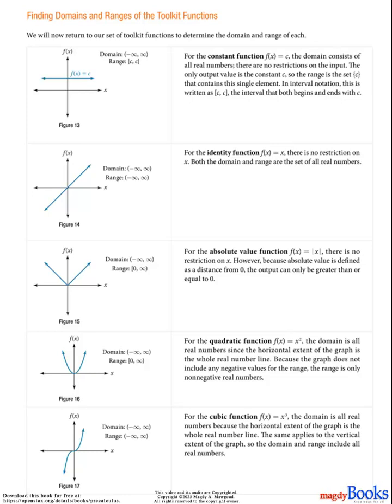Figure 17. f(x) = x³. Domain: (-∞, ∞). Range: (-∞, ∞). For the cubic function, f(x) = x³, the domain is all real numbers because the horizontal extent of the graph is the whole real number line. The same applies to the vertical extent of the graph, so the domain and range include all real numbers.